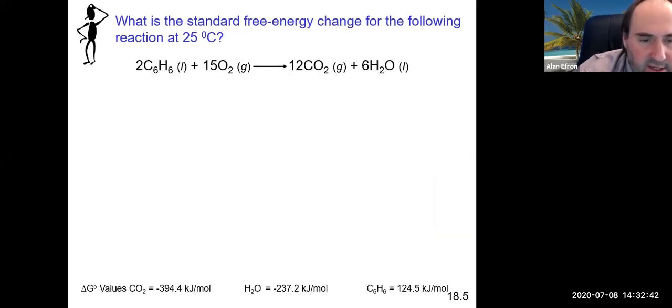All right, so why don't you try this one here. Calculate the standard free energy change for the following reaction. Values are there on the bottom, so see what you come up with. Those would be the values you would be able to find, obviously, in a table. So take a minute or 2 here and see what you come up with.